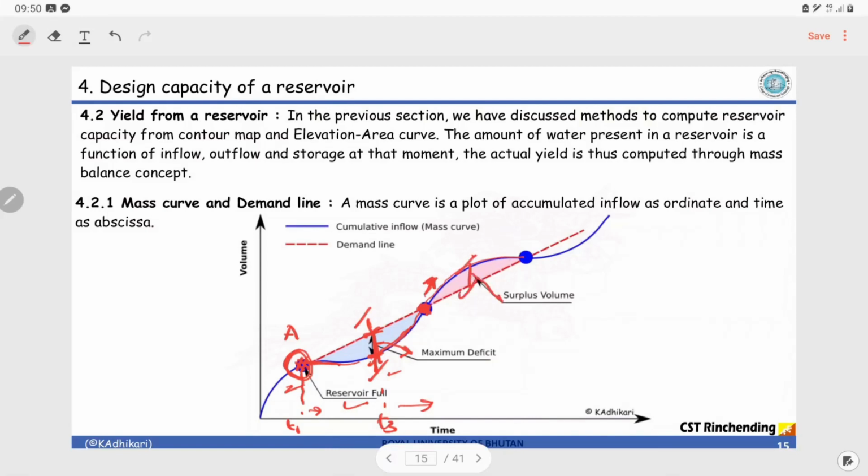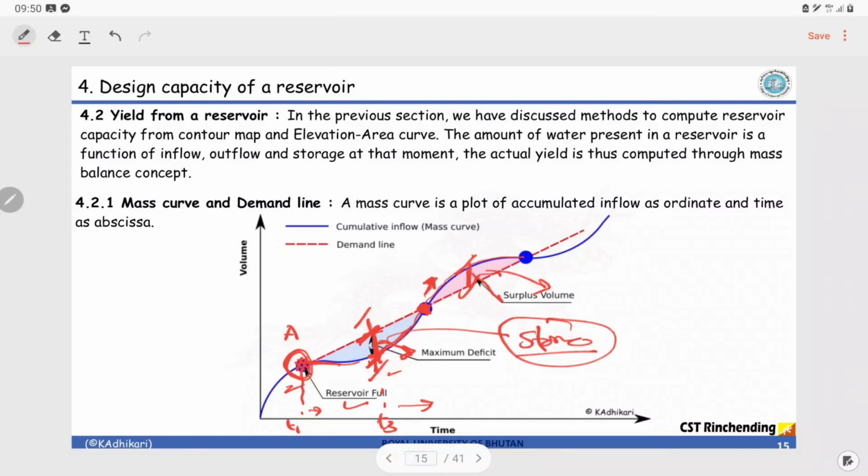This much vertical intercept is the surplus water, which means we can meet the demand and there is additional water as well. We don't need this. It has to be reduced, flushed, or we simply let it go. So when we decide the capacity of a reservoir, the surplus may not matter, but the deficit matters, because this much water we have to store. To meet the demand, this much water has to be available always in the reservoir. Then only we can meet the demand, right?